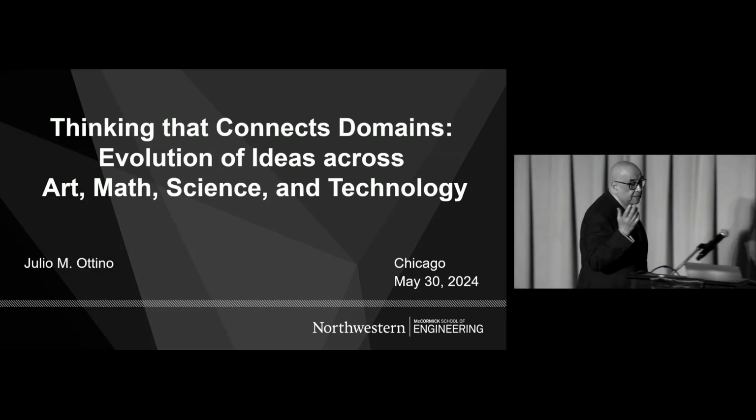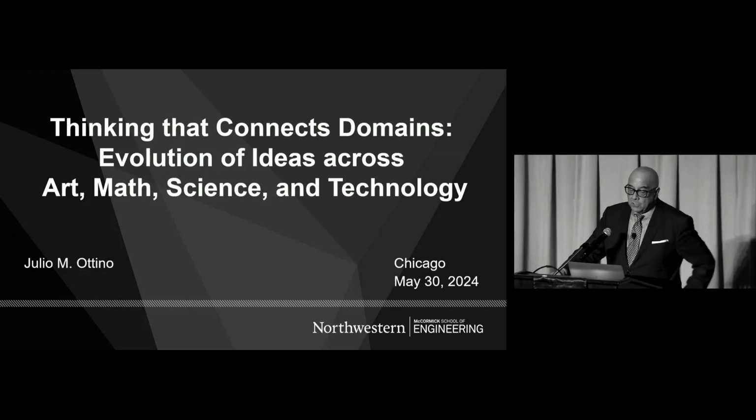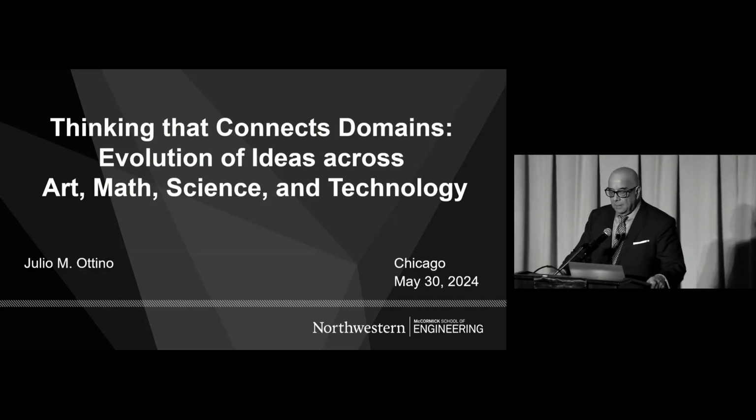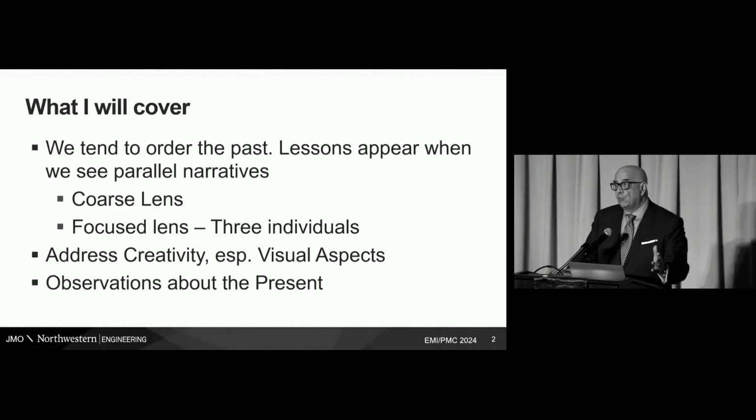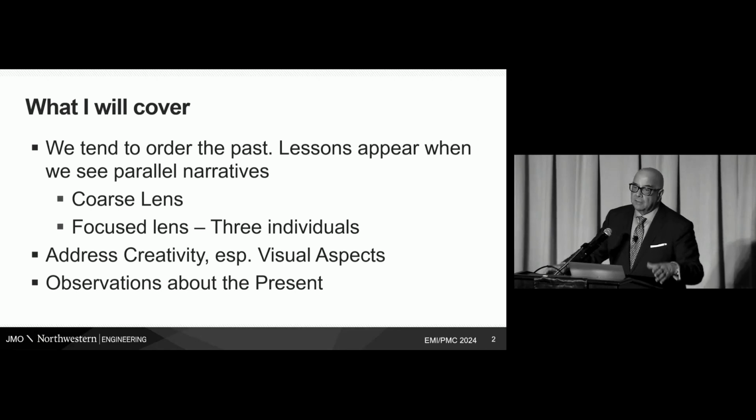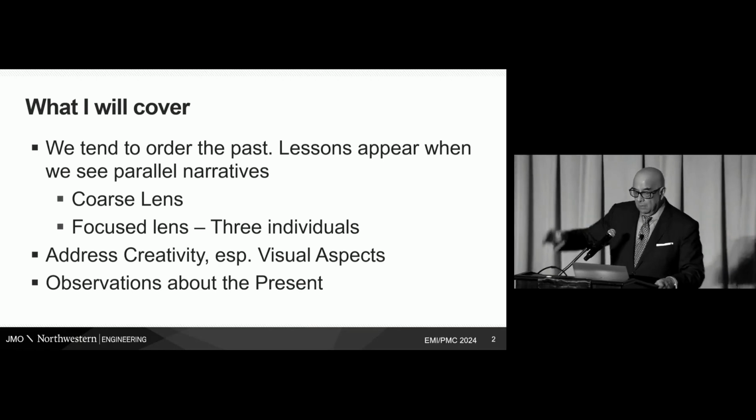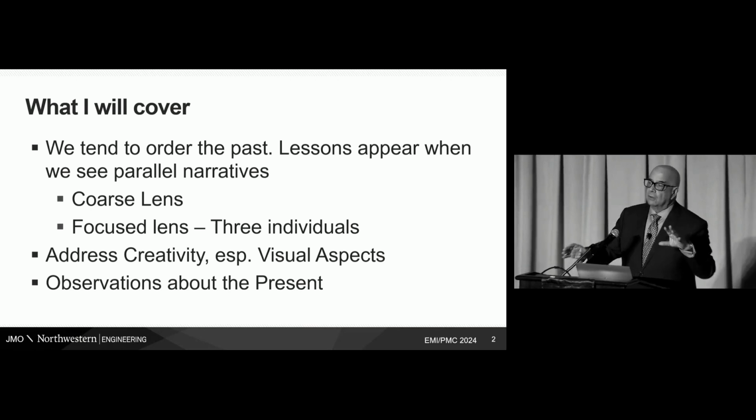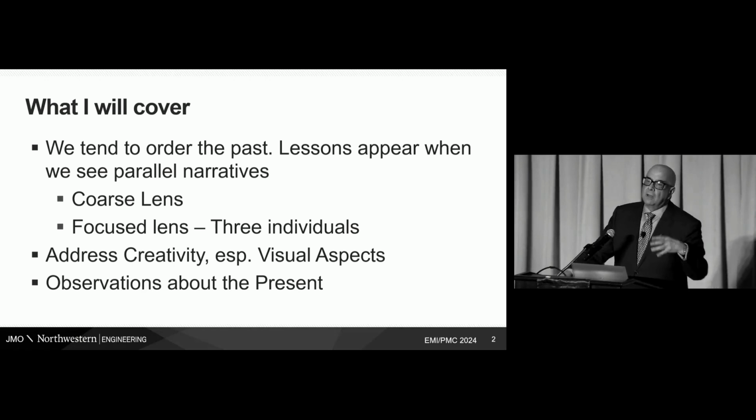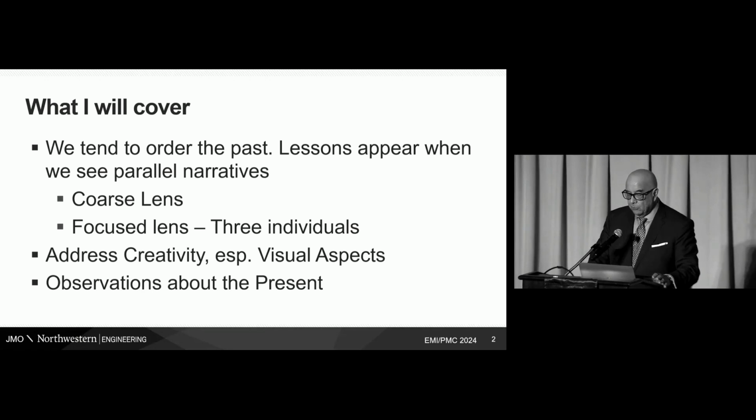Okay, perfect. So the title is very general, Thinking That Connects Domains, Evolution of Ideas Across Art, Math, Science, and Technology. And hopefully a few things, there are many things that you know that I will say. A few things will be new. I think the overall arching lesson of the talk is that lessons appear when you see things in parallel. And I will have a very coarse lens, starting way back when Galileo. And then at some point, I will focus on maybe 3 people in parallel. That may be new for some people. And I will address throughout this creativity, especially visual components. And then I will finish with some observations about the present, okay?